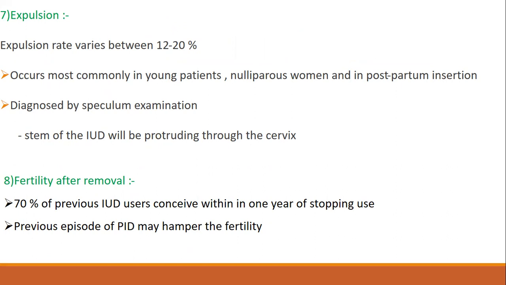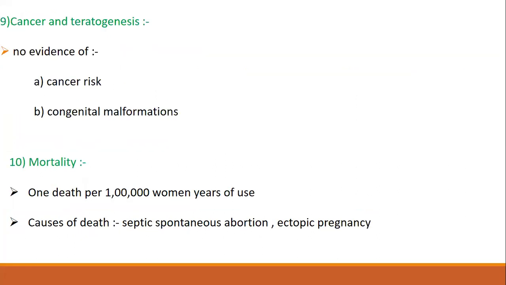It is diagnosed by speculum examination. Then stem of the IUD will be seen protruding through the cervix. Fertility after removal. 70% of previous IUD users conceive within 1 year of stopping use of these IUDs. So previous episode of PID only may hamper the fertility. Cancer and teratogenesis, no evidence of cancer risk or congenital malformations with the use of intrauterine devices.